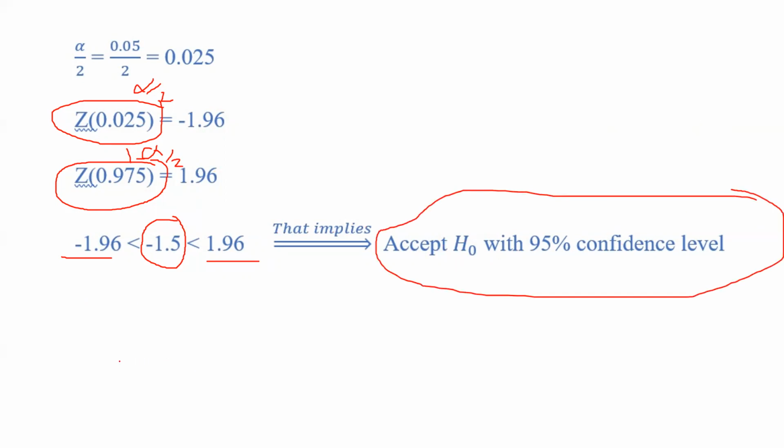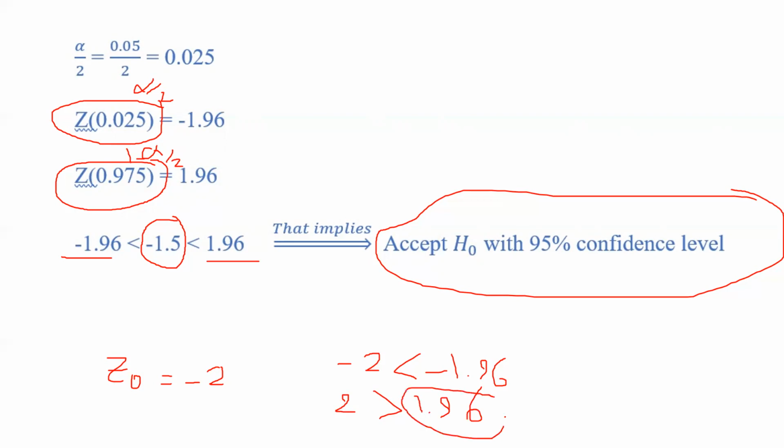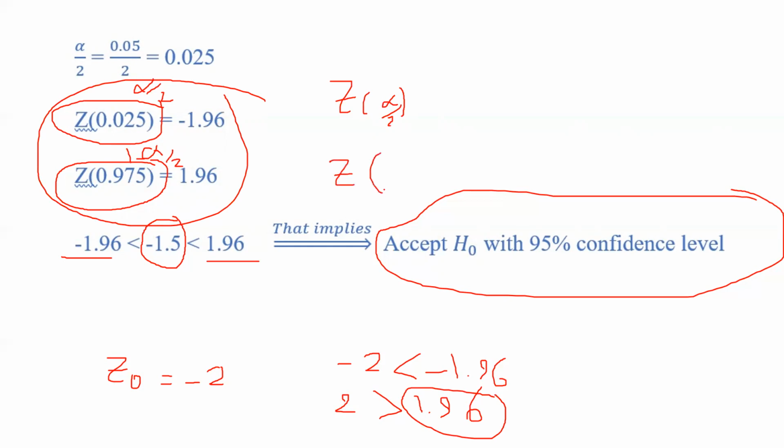But let's say if your test statistic happened to be minus 2, then minus 2 is less than minus 1.96, then you reject your H0 with 95% confidence level. But if, for example, it was 2, then again, you should reject it. This time you compare it with 1.96. That's why it's good to calculate both of them. Once for Z alpha over 2, once for Z 1 minus alpha over 2.